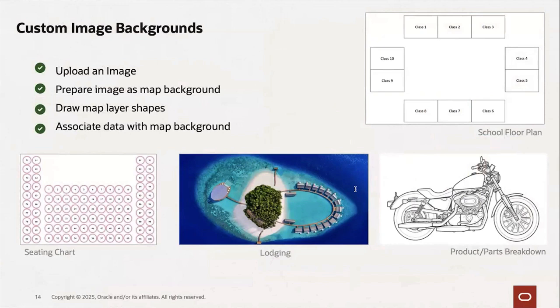Next, we have custom image backgrounds. So you can upload an image, prepare the image as a map background, draw map layer shapes onto the image, and associate data with the map background layer. So again, this is going to be to add some more information, make your visualizations look a little bit more appealing, or highlight some important factor contrast within the visualization that you're displaying.